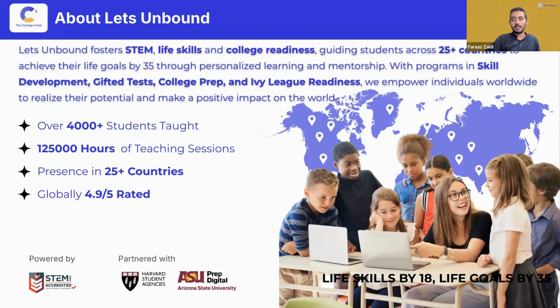By combining personalized learning, skill development, and strategic admission support, we now guide students from early academic years to top global universities. Today, we have impacted more than 4,000 students across 25 countries, delivering more than 125,000 hours of expert mentoring. We are proud to have partnered with organizations like STEM.org, Harvard Student Agencies, and Arizona State University Prep Digital, which ensures that the students we work with receive world-class educational experiences. At Let's Unbound, we don't just prepare students for exams or admissions, we prepare them for their actual undergraduate life and life beyond.